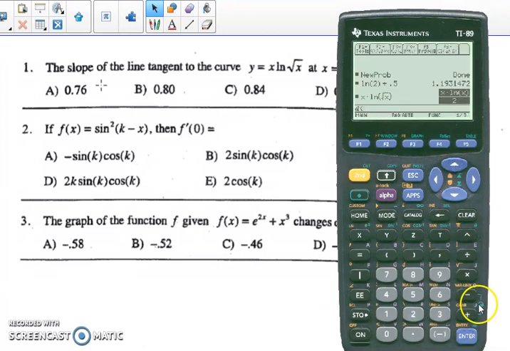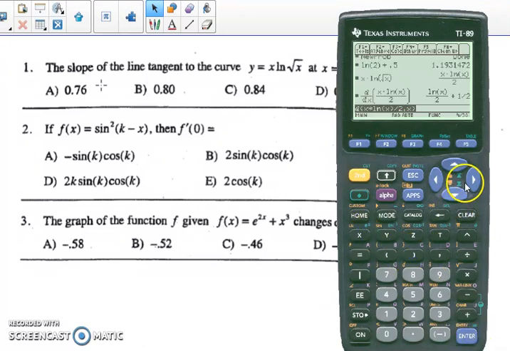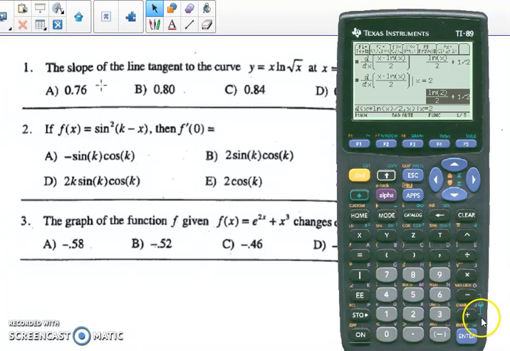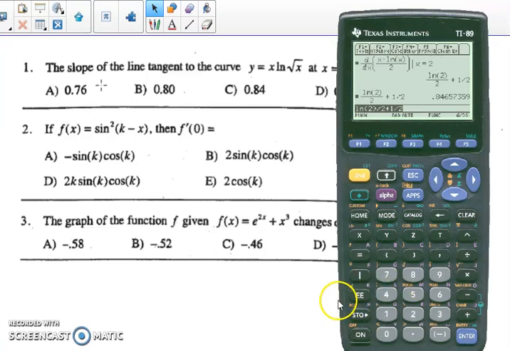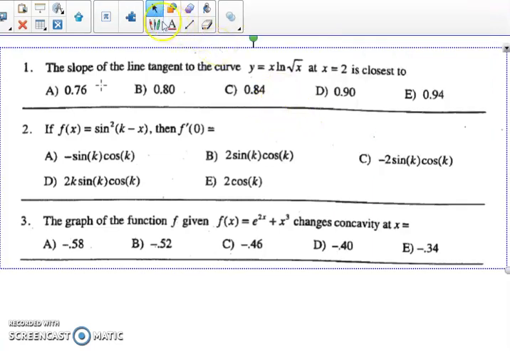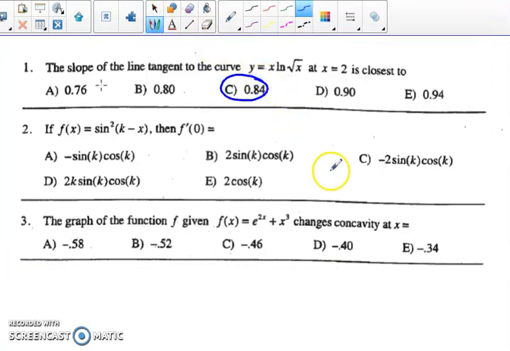So the derivative, pull that in, comma x to tell it to take the derivative with respect to x. Then what you want to do is evaluate that such that x equals 2, and you will get out this expression, which I need to pull in and hit green diamond enter to change it to a decimal, which looks like the answer is going to be C, closest to 0.84. So I'm going to go ahead and circle C here.